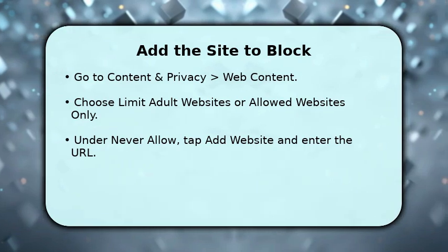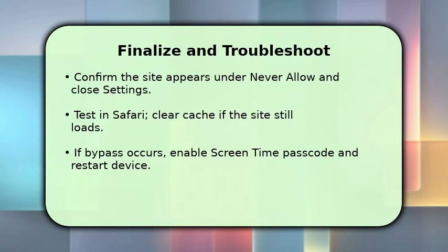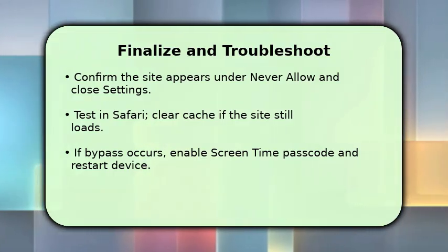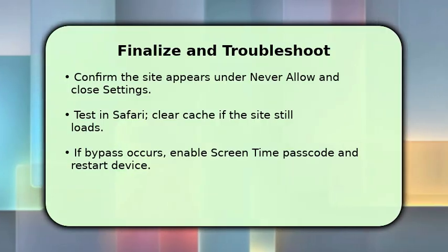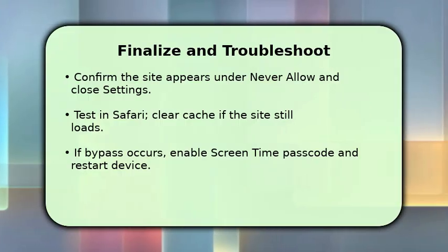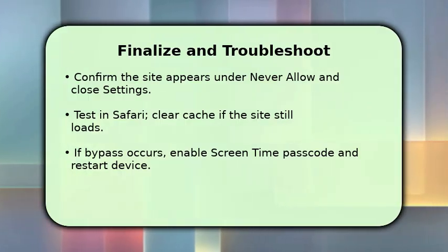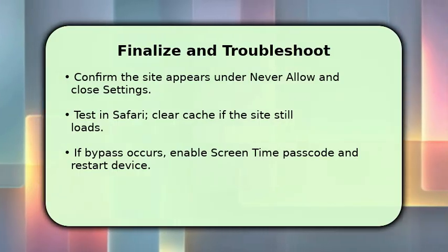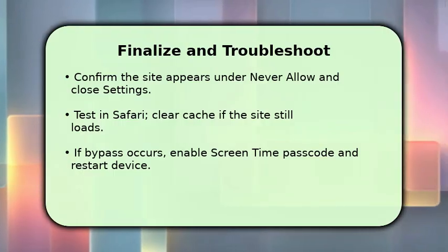You finish by confirming the blocked URL appears under Never Allow and then testing Safari to ensure the page is blocked. If the site still loads, clear Safari history and website data, then try again because cached redirects can bypass blocking temporarily. If someone can change settings, set or change the Screen Time passcode so only you can edit restrictions.